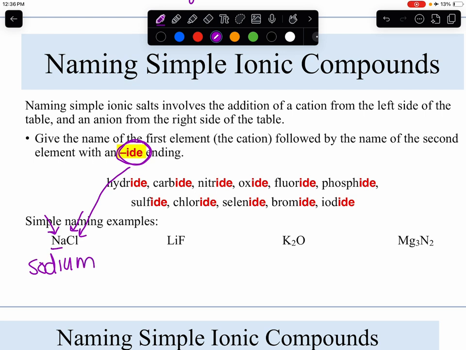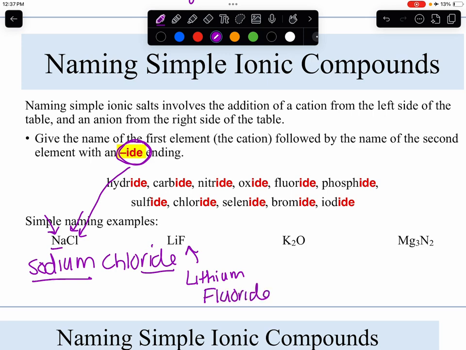And then we name the second thing, which is chlorine, but since it's an ion, because it's joining together with something else, we change the ending to chloride. Okay? So the first thing doesn't change, the second ending does change: sodium chloride. So let's go ahead and do this one. Li is lithium. I'm going to write it below. And then fluorine is joining with lithium, so it's an ion, so it is fluoride.